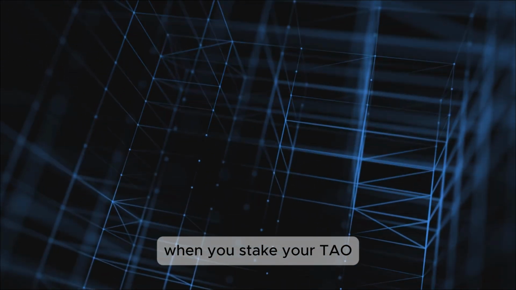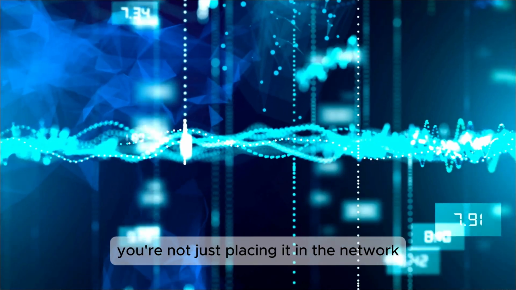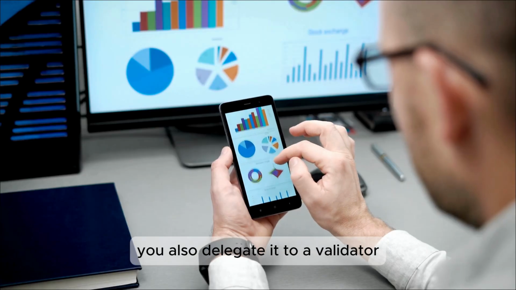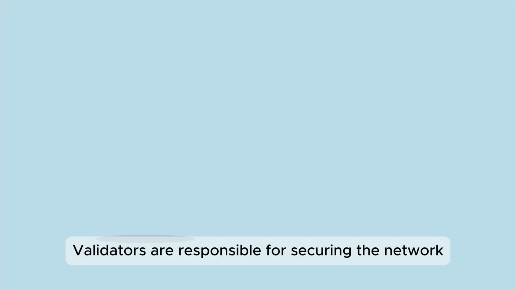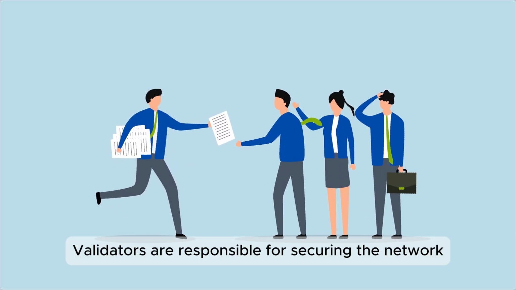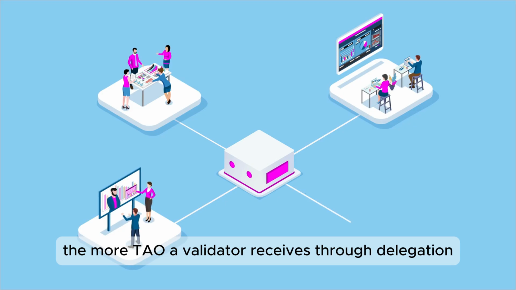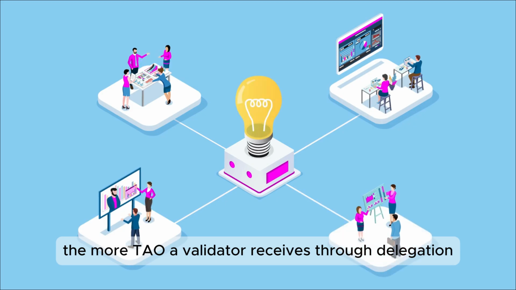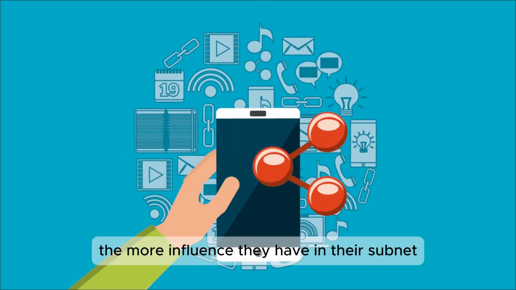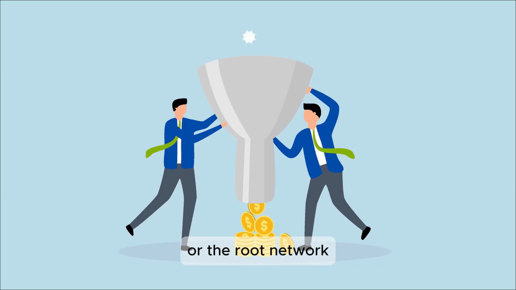Delegating your stake to a validator. When you stake your TAO, you're not just placing it in the network, you also delegate it to a validator. Validators are responsible for securing the network and ensuring honest behavior. The more TAO a validator receives through delegation, the more influence they have in their subnet or the root network.